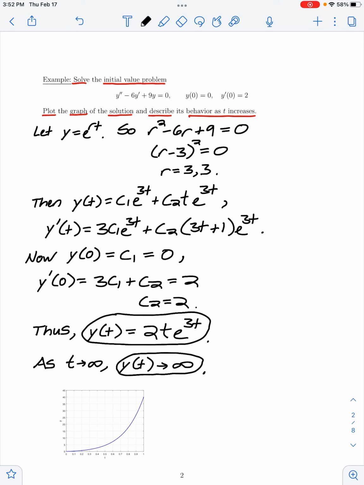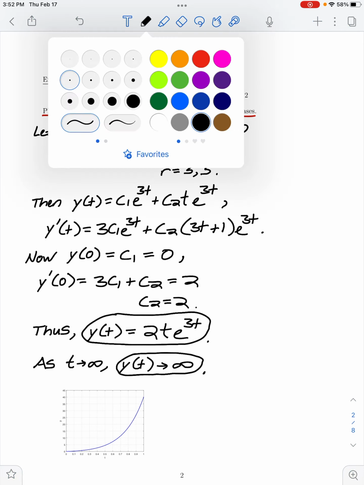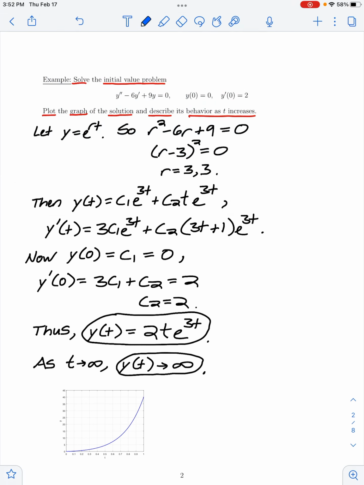And in the notes, I've given a plot of our solution. At time 0, our y value is 0, so we satisfy our initial condition. And the slope of the tangent line to the curve here is given by y prime of 0, which is 2. And we see that over a short time interval, as t increases from 0 to 1, our solution rapidly begins to increase towards positive infinity.